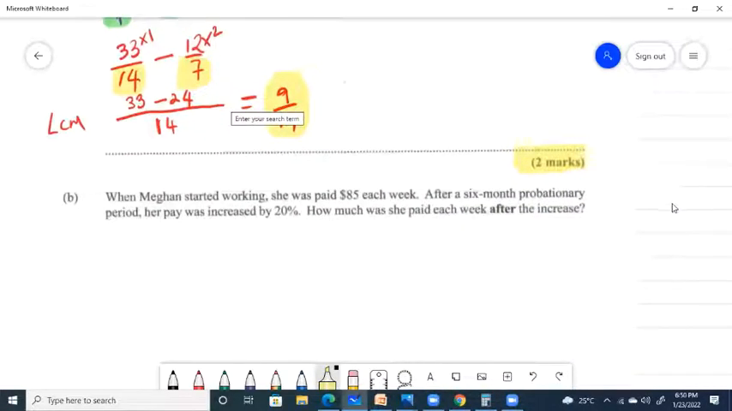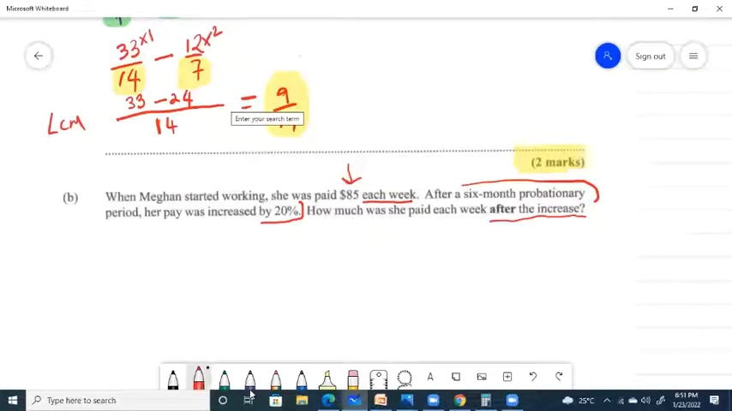All right, let's see what's going on for this. Let me change the pen. It says, when Megan started working, she was paid $85 each week. I have to pay attention to details. So $85 each week. After a 6-month probationary period, her pay was increased by 20%. So that means her pay went up from $85 per week. How much was she paid each week after the increase?